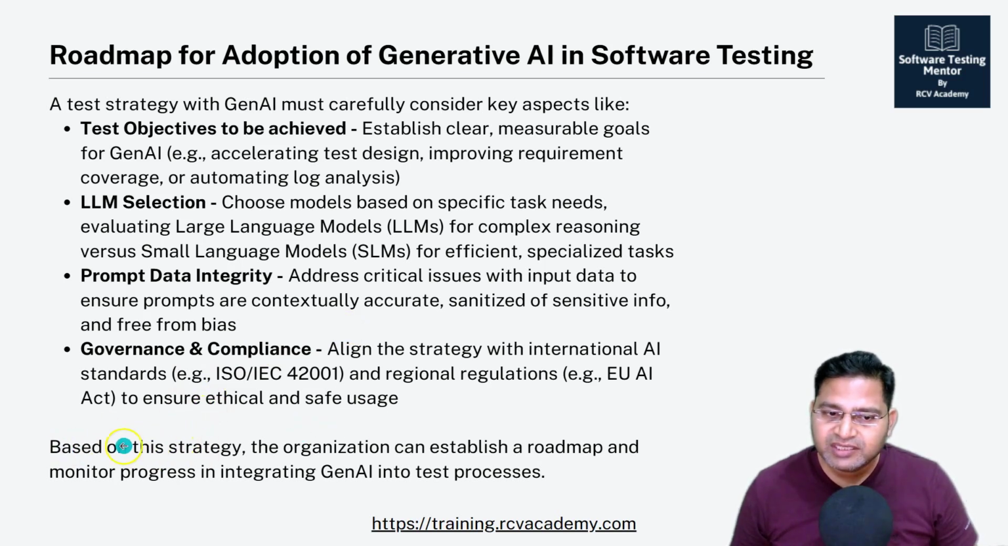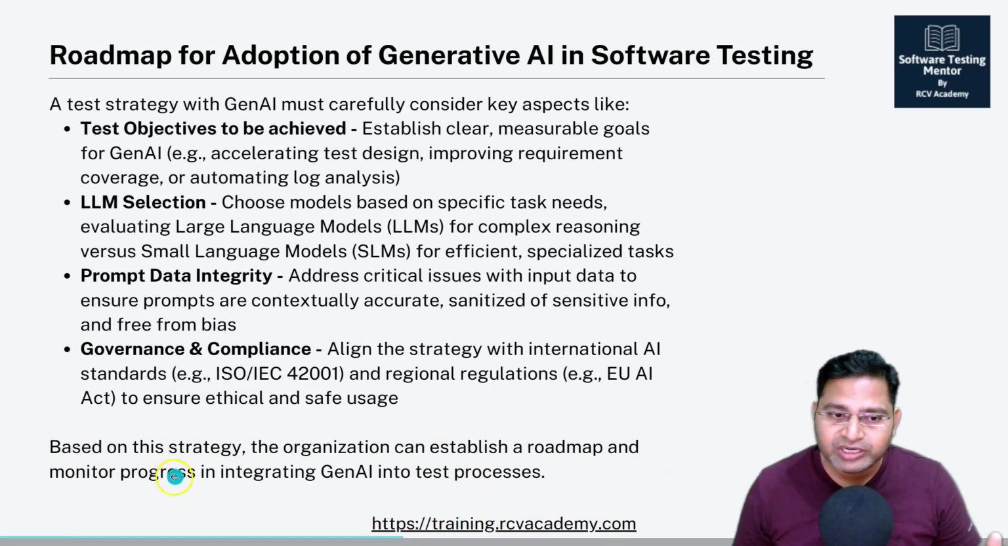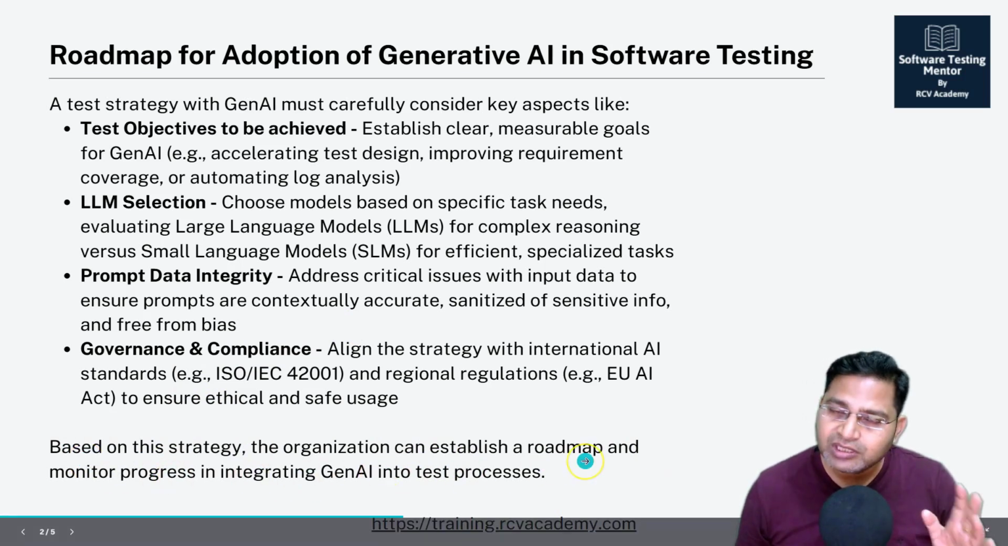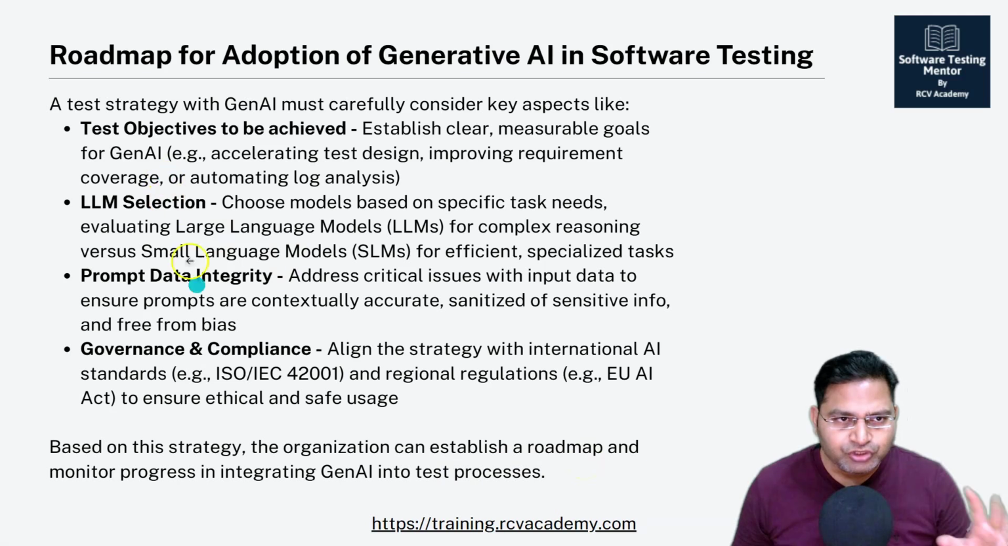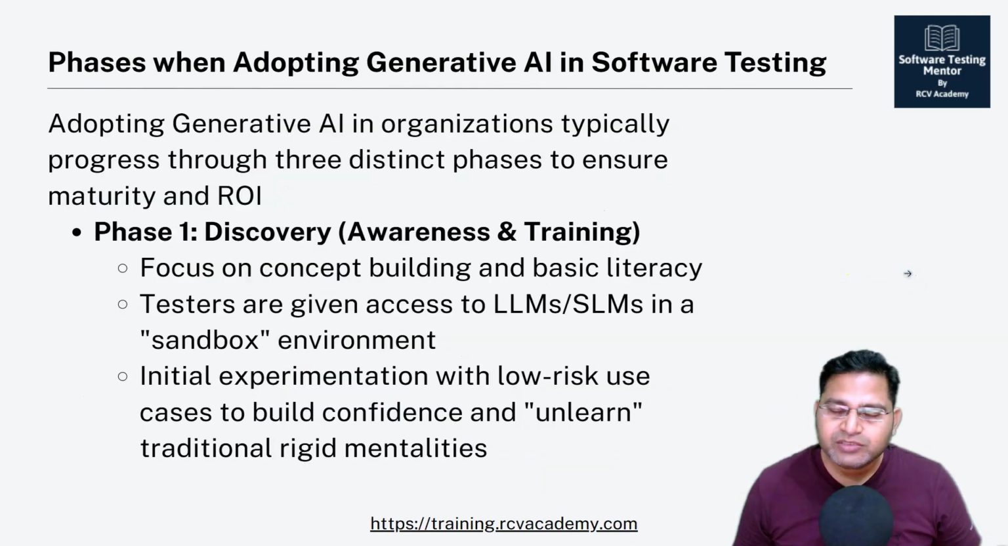Now, based on this strategy, the organization can establish a roadmap and monitor progress in integrating GenAI into the test processes. Okay, so that's the first thing, creating a test strategy and having key details about the GenAI. Then what are the phases when you are adopting the GenAI in software testing? Adopting GenAI in organizations, you will typically progress through distinct phases to ensure maturity and ROI.